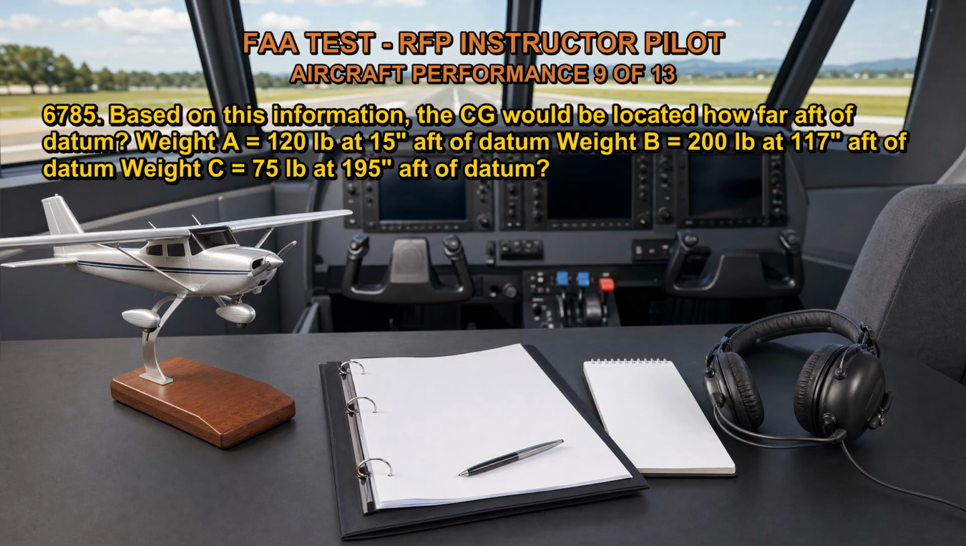Q6785. Based on this information, the CG would be located how far aft of datum? Weight: A equals 120 pounds at 15 inches aft of datum. B equals 200 pounds at 117 inches aft of datum. C equals 75 pounds at 195 inches aft of datum. A. 100.8 inches. B. 109.0 inches. C. 121.7 inches.